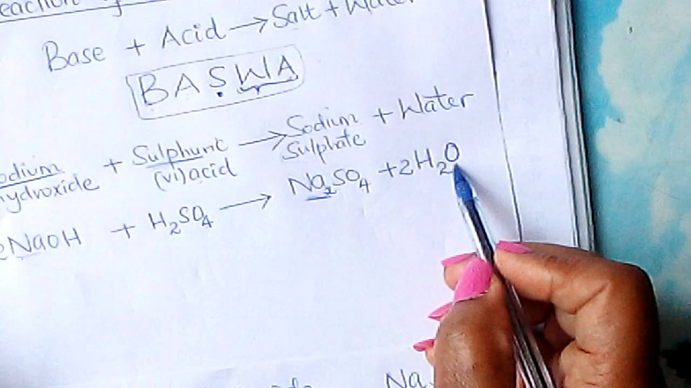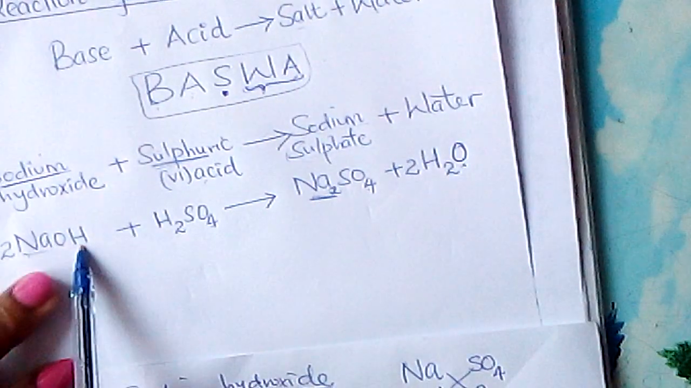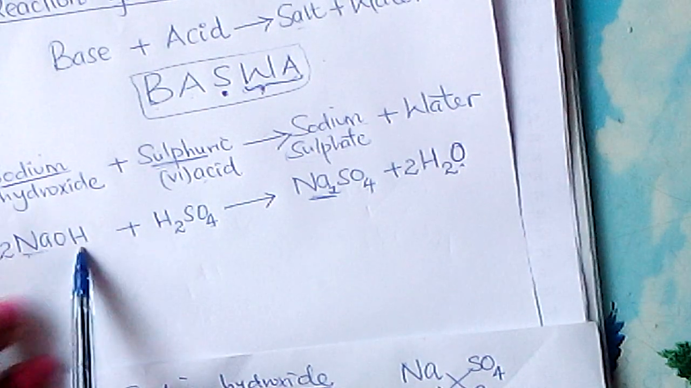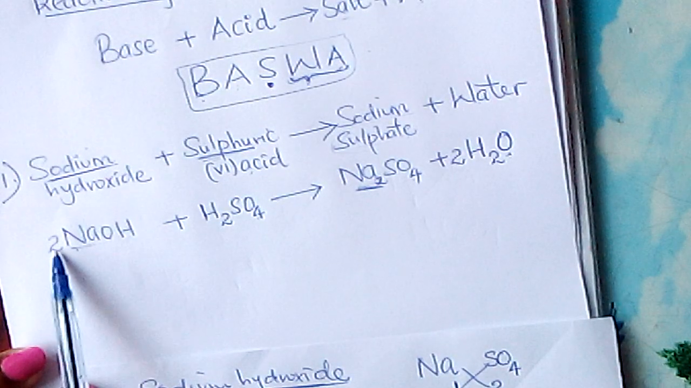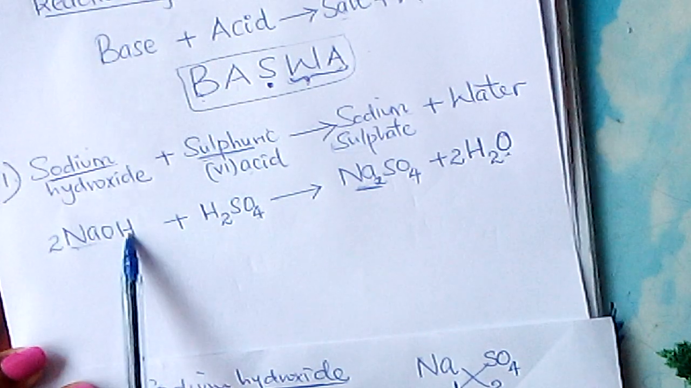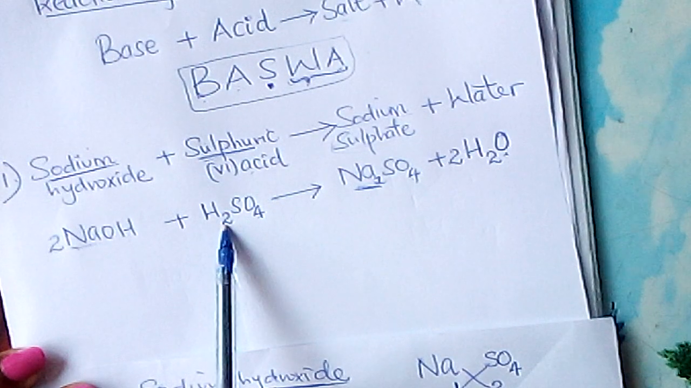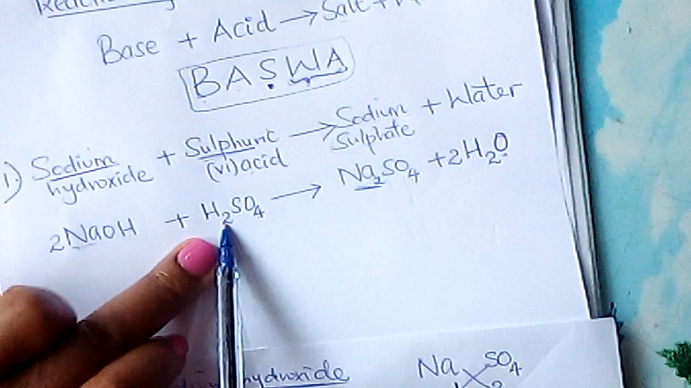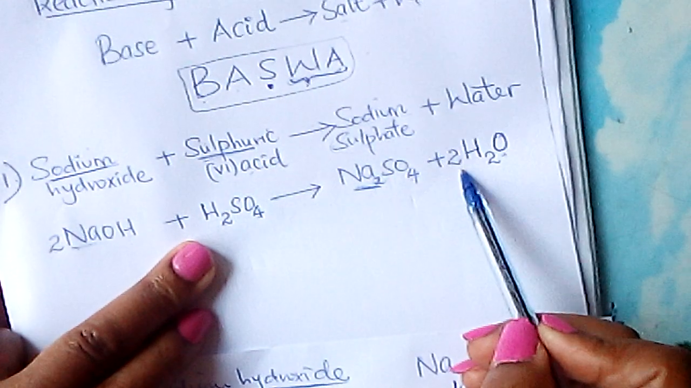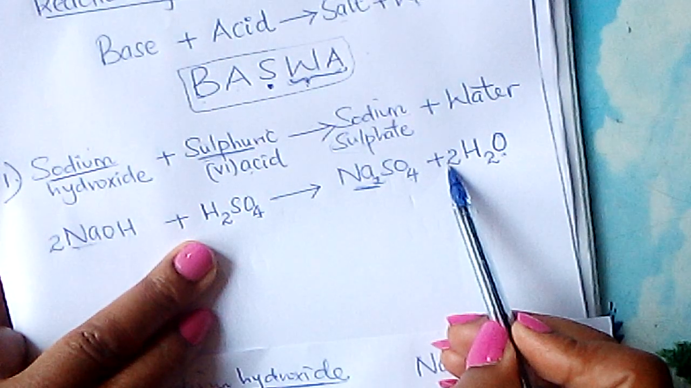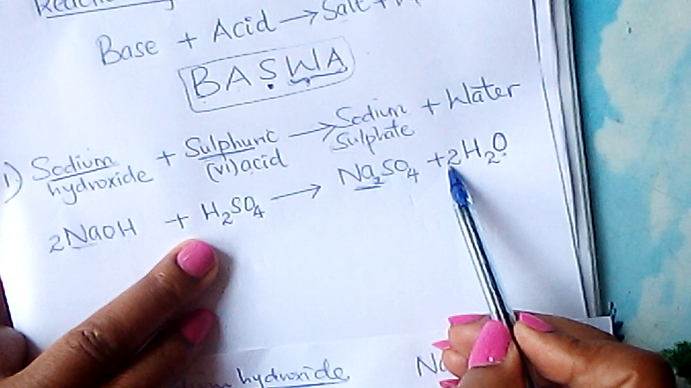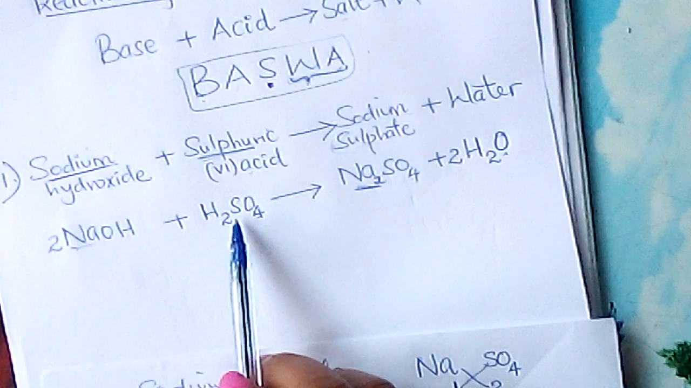The oxygens are balanced. We go to hydrogen, Lana. Hydrogen, how many do we have on this side? Look at it carefully. Hydrogen, 2 hydrogen here plus 2, that is 4. 4 hydrogen on this side. How many do we have on this side? 2 hydrogen here, Lana, times 2, 4. Those ones are balanced.